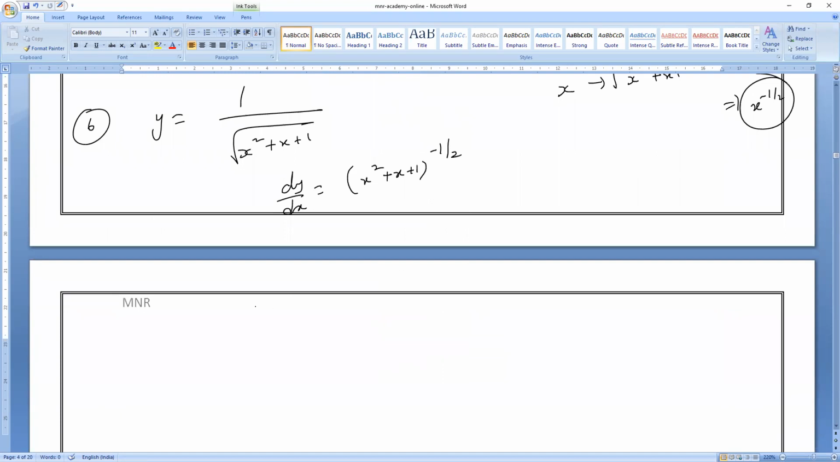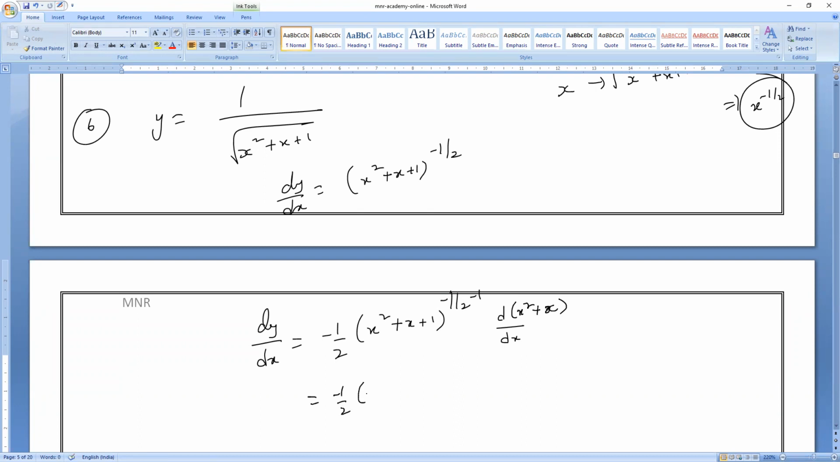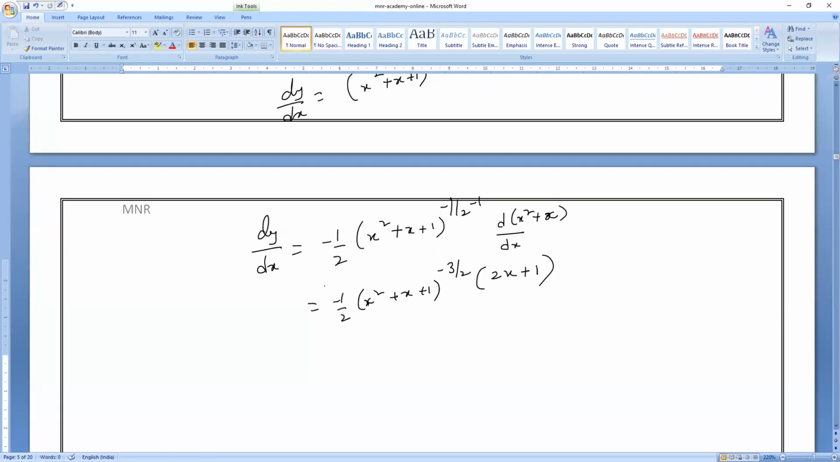Purima, now apply dy by dx. dy by dx is equal to, what will happen, Rudreshwa? 1 by 2 into x square plus x plus 1, whole power minus 1 by 2 minus 1, which turns into what? Minus 3 by 2. Understood? Then the differentiation of x square plus x plus 1: 2x plus 1. The differentiation of x is 1. That is the answer. Understood?